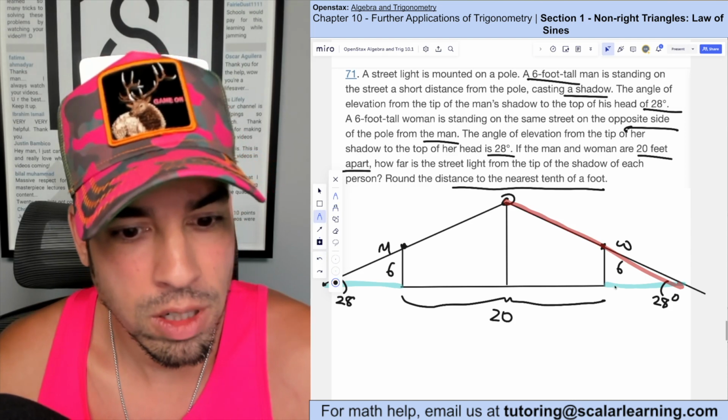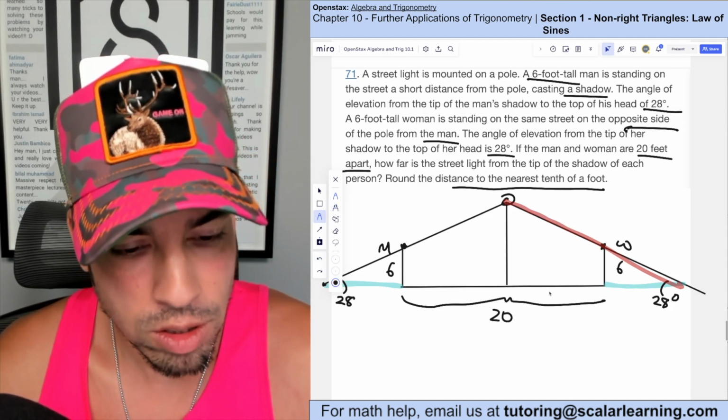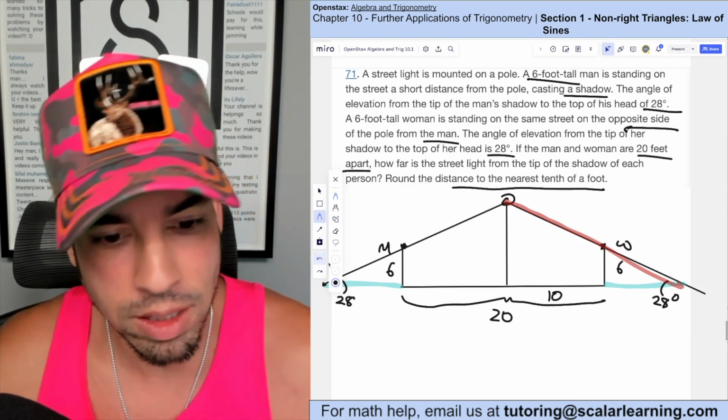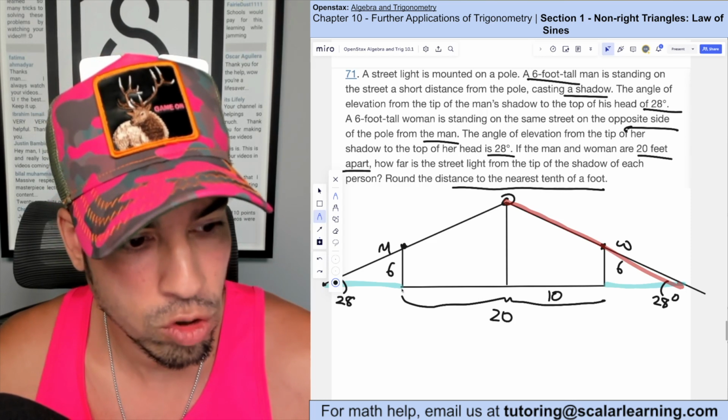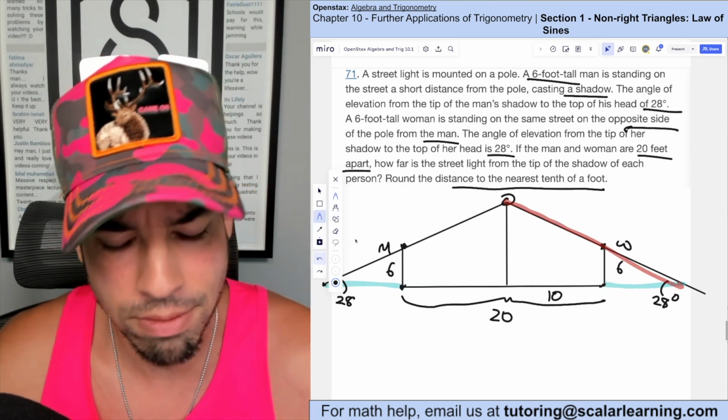So what I'm first going to do is solve for the length of the shadow, because I can already assume that this distance in here is 10, because this is a nice isosceles triangle. Everything is symmetric. So if this whole distance is 20 between the man and the woman, I could say this distance is 10, that distance is 10. I think that's a fair assumption.